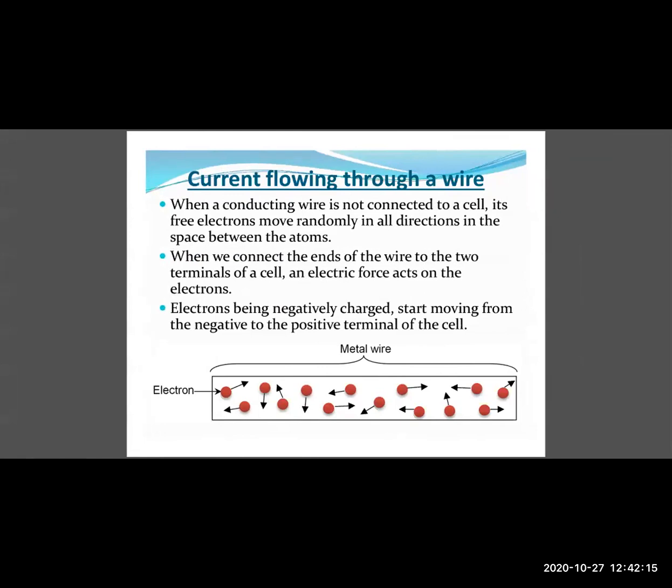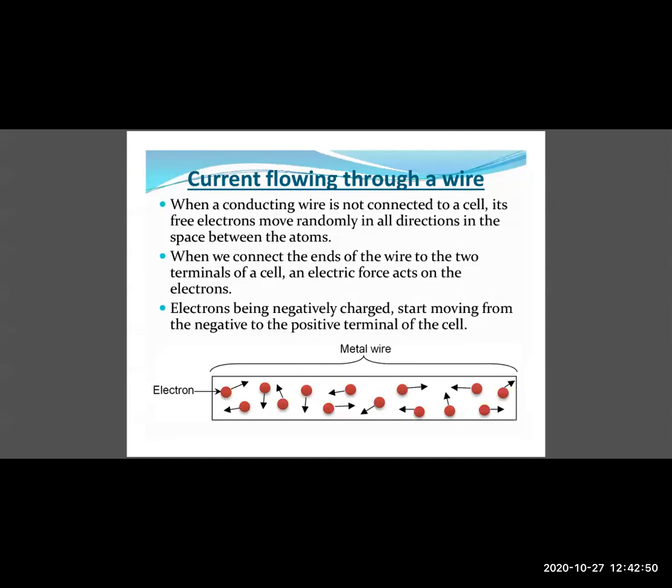Now when a conducting substance like a wire is not connected to a cell, or when it is not connected to an electrical source, its free electrons move randomly in all directions in the space between the atoms. If you can see the diagram below, the red particles represent the electrons. So when the conductor is not connected to a current source like a cell, the electrons are freely moving randomly in all possible directions. So there is no net flow of electricity.